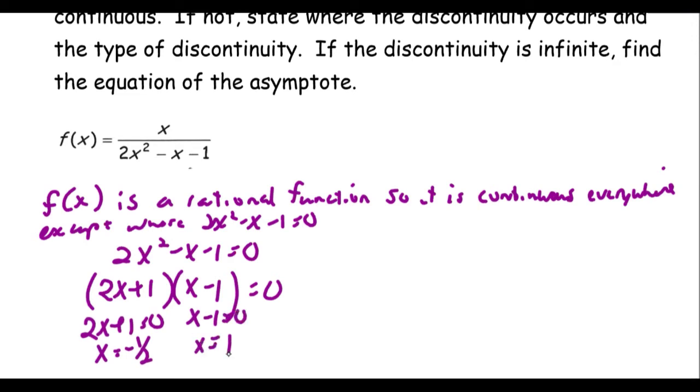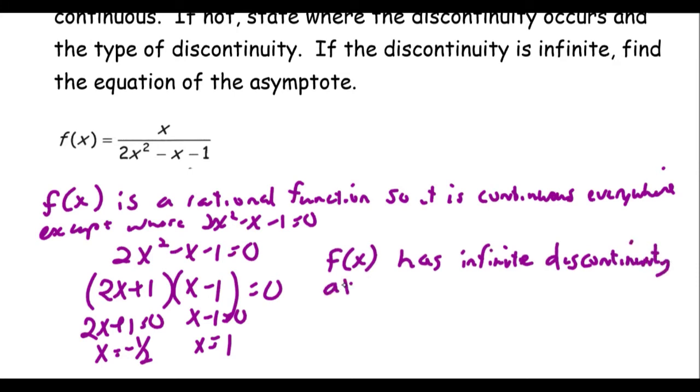What do I do with that? And so what about the continuity at those two points? Okay, so f of x has an infinite discontinuity at x equals negative 1/2 and x equals 1.